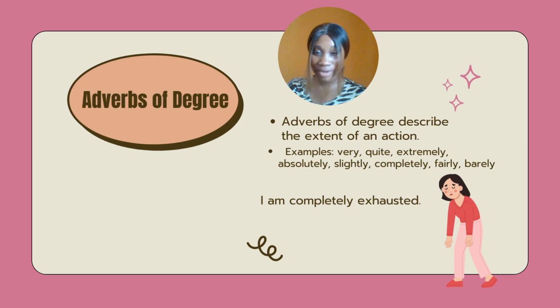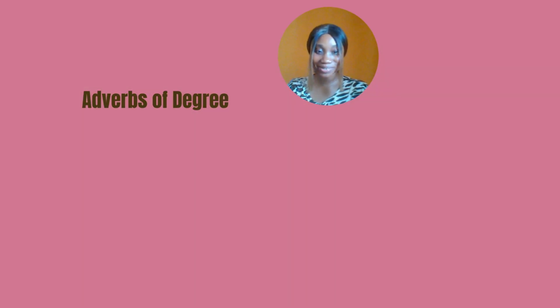I am very angry with you. I am very, very angry with you. So that is just talking about the degree. If I say I'm very angry with you, it lets you know how angry I am with you. I am completely exhausted. It lets you know how exhausted I am. So that's just your adverb of degree, just trying to describe the extent of an action.